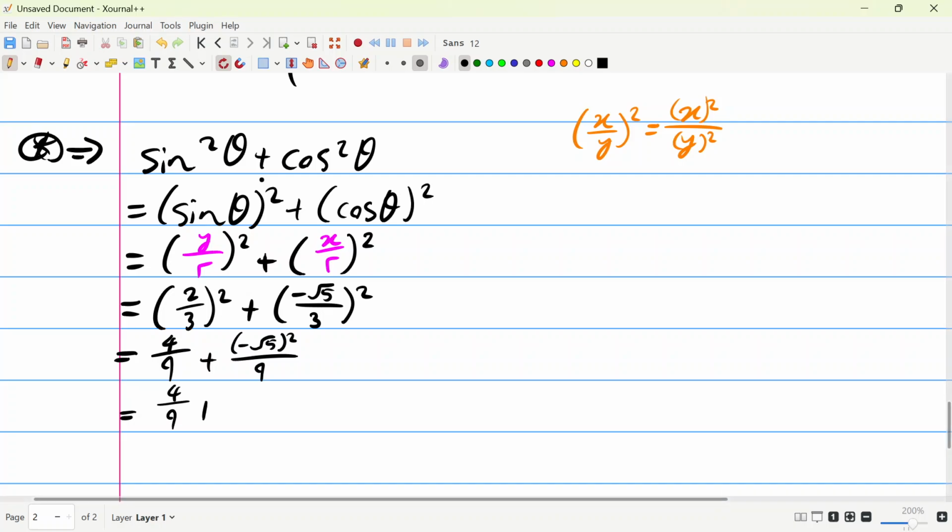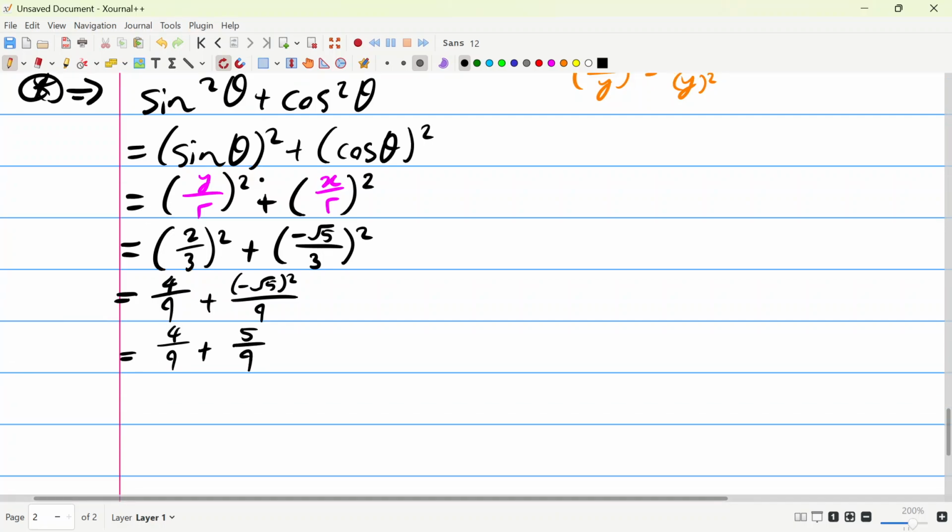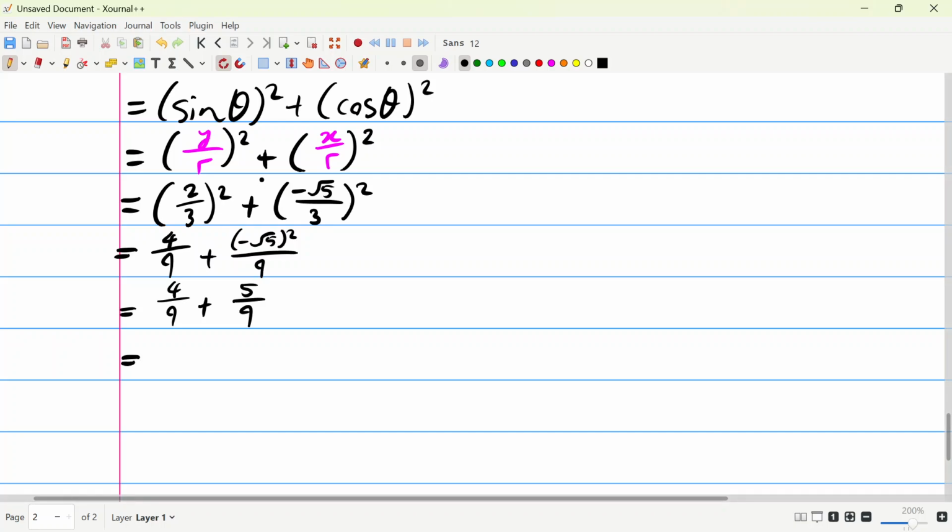It's just 4 over 9 plus, what is negative root 5 all squared? Well, the square affects the negative as well, meaning it's going to become positive. And then root 5 to the power of 2 is just the same as 5, because the square and the square root cancel. Therefore, we're just left with positive 5 over 9, and because they have common denominators, we can rewrite these two fractions into 1. So it's going to be 4 plus 5 divided by the common denominator, which is 9, so 4 plus 5 is 9 over 9, which is the same as 1. So this value gives us 1 in this case.